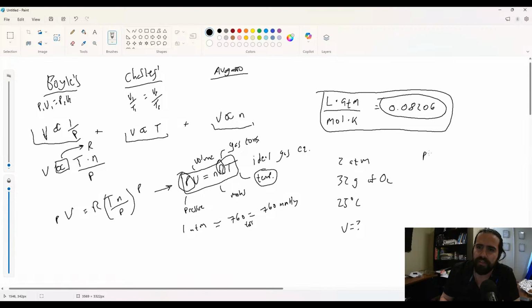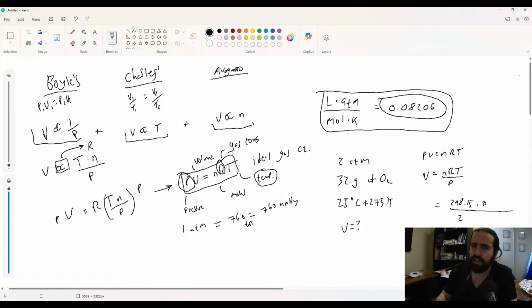So I would go PV equals nRT. Solving for volume gives me V equals nRT over P. And then I can start plugging and chugging. I have the pressure, which is the 2 atmospheres, so that doesn't change. The 25 degrees Celsius has to be converted into Kelvin, so you add 273.15 to that. That should give me 298.15.